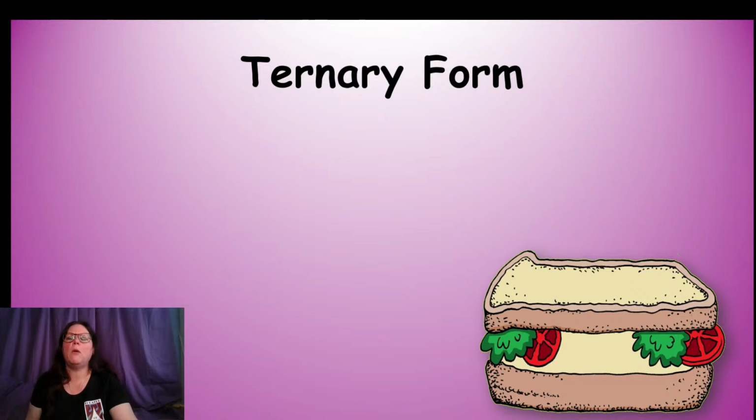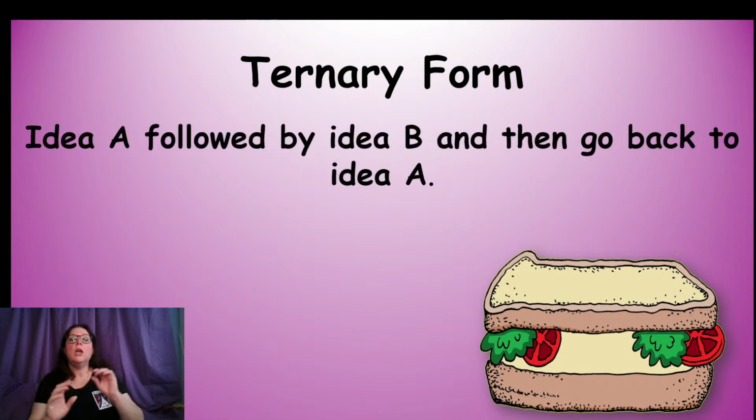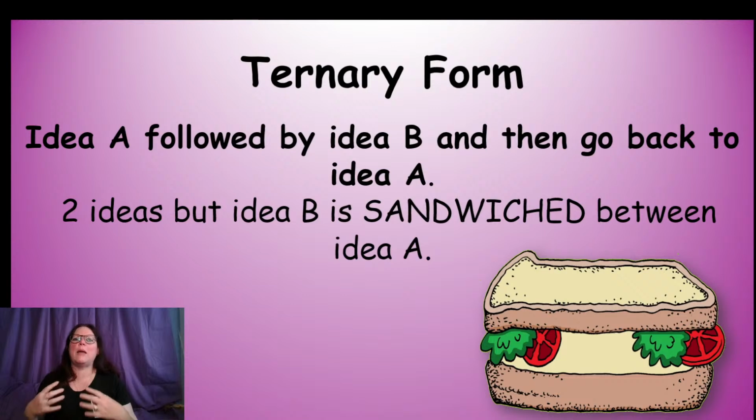Ternary form. Now, I always think of this as sort of like returning. Ternary form, you're turning around. You're returning to the idea. So we have idea A followed by idea B, and then you go back to idea A. And I like to think of this as a bit like a sandwich, because idea B is sandwiched between idea A, and it creates a nice butty. Okay, so bread, filling, bread. A, B, A. Ternary form, you're returning to idea A.